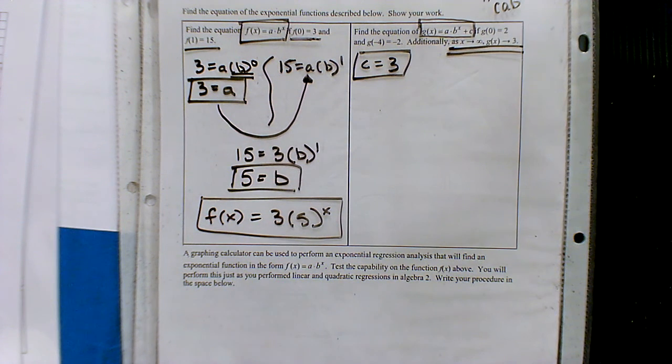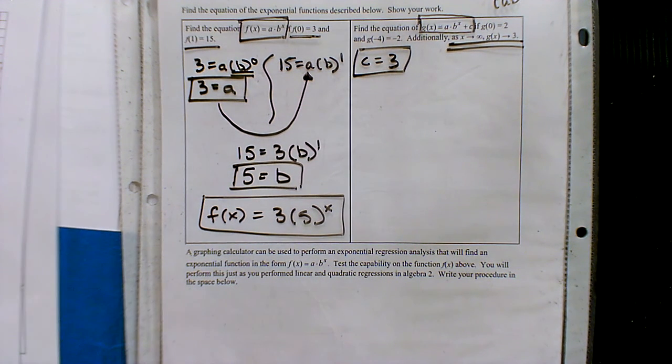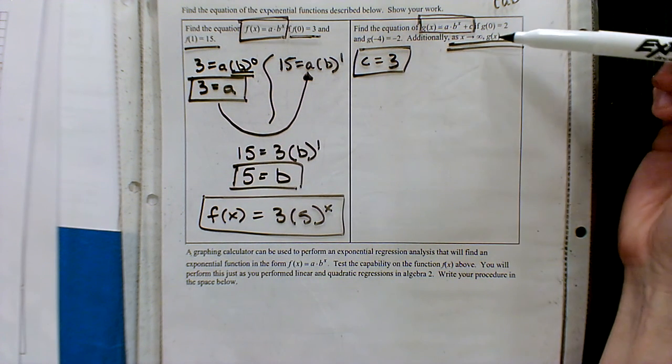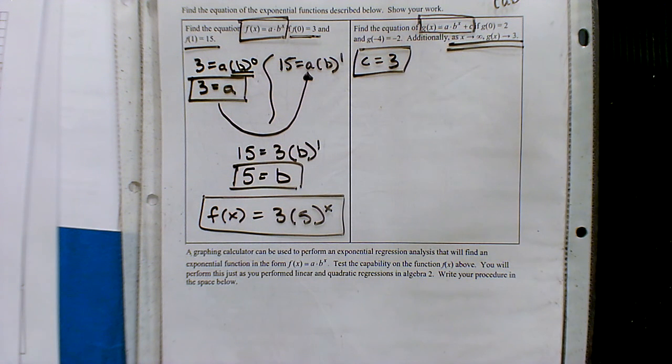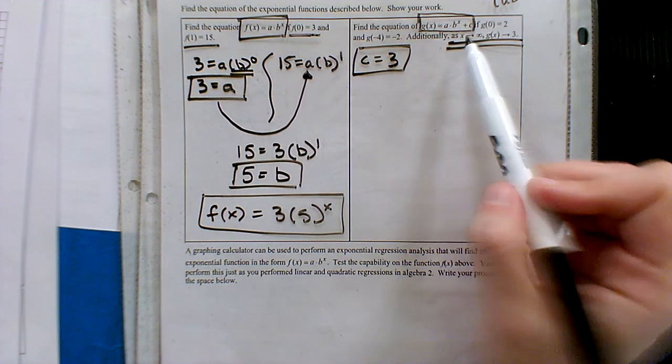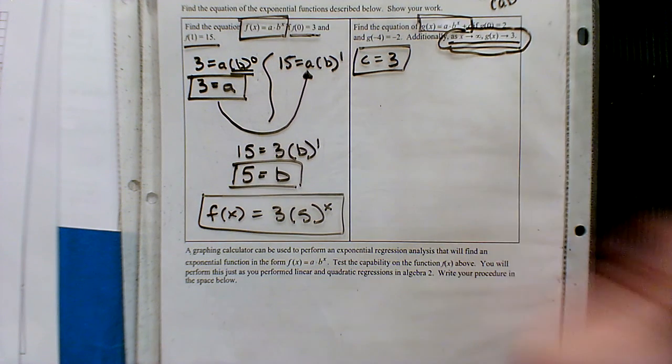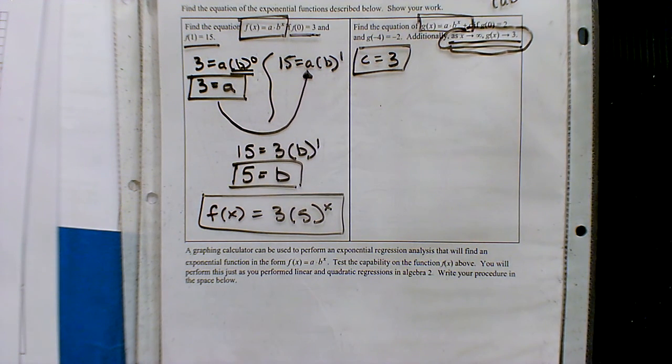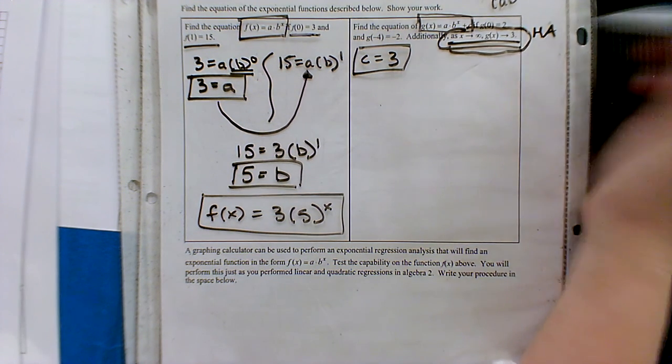As the x's get very, very large, meaning as you go to the right side of a graph, notice how the y values are getting closer and closer to 3, meaning they're leveling off, some type of horizontal asymptote. So this is kind of a right end behavior that we can use to help us figure out perhaps a horizontal asymptote in this case. So there's our C value.